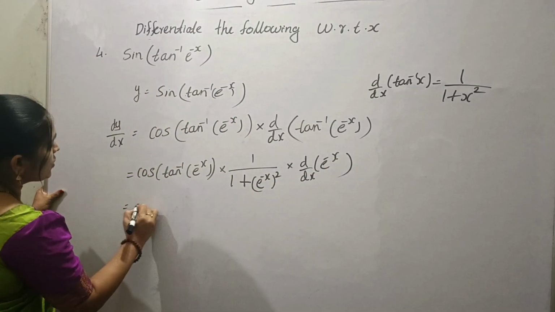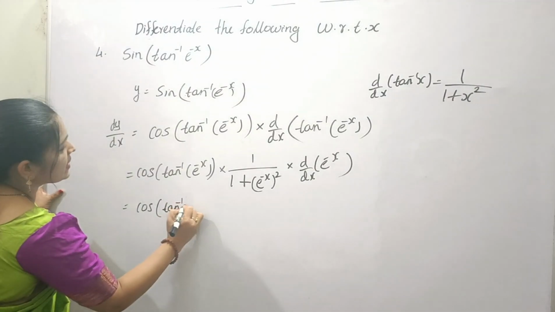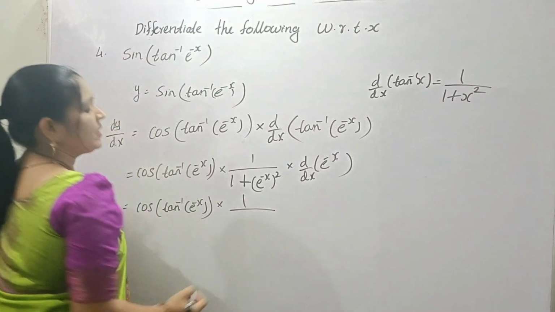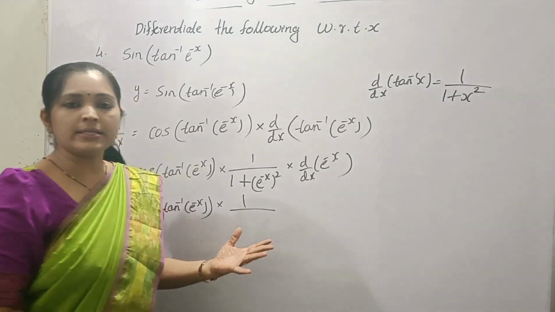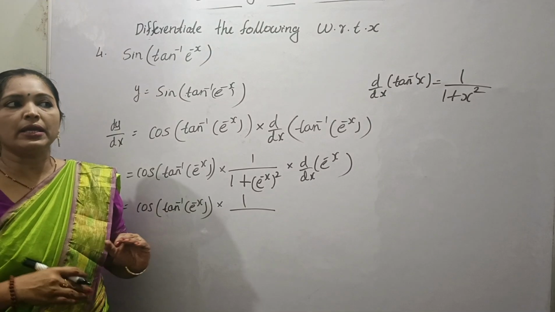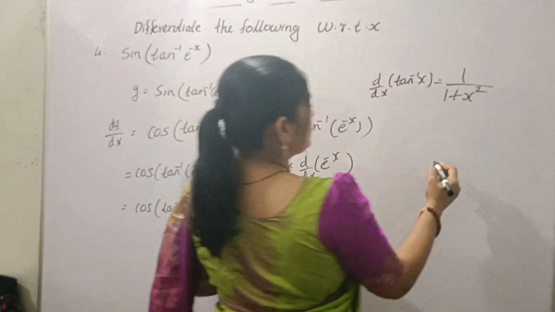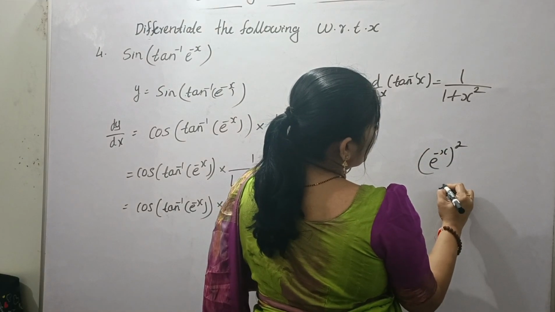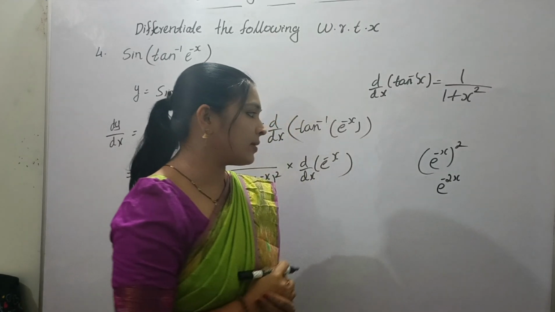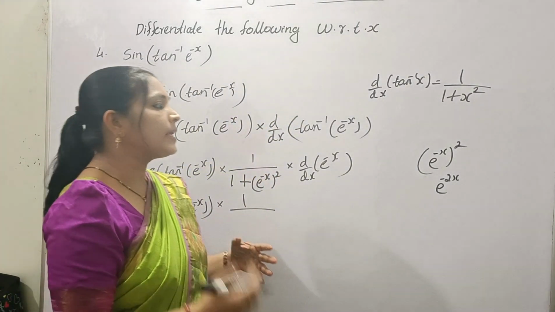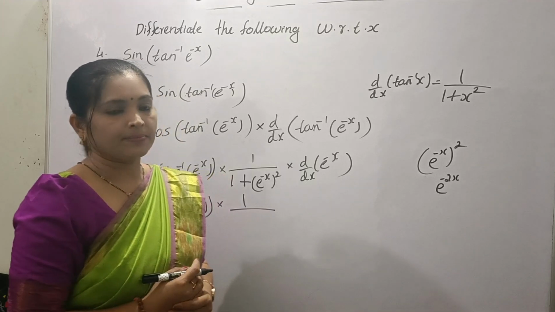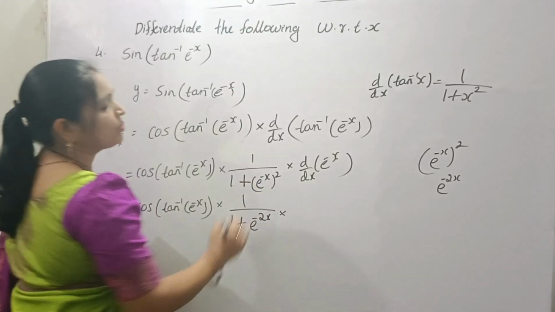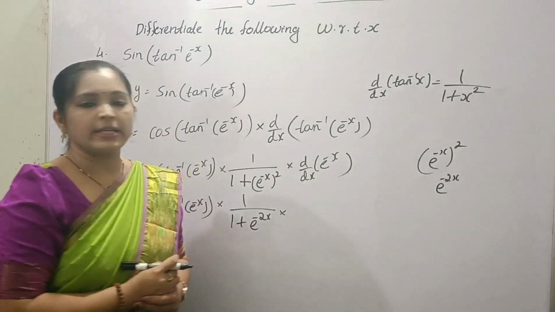Then cos tan inverse e raised to minus x into 1 divided by 1 plus e raised to minus x whole square. Because e raised to minus x whole square is equal to e raised to minus 2x, not e raised to x square. So 1 plus e raised to minus 2x into d by dx of e raised to minus x.